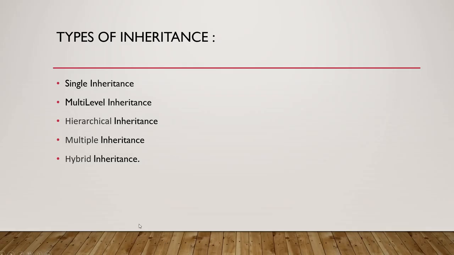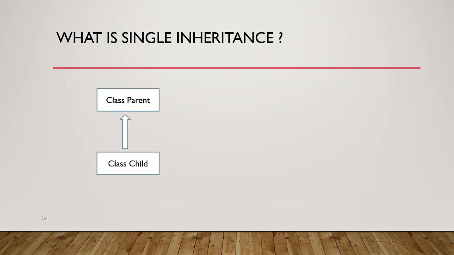Hello everyone. So today we will be seeing inheritance in Java, and today's topic is single inheritance. But let's take a look at all the inheritance types. If we go through the types of inheritance, we have 5 types: single, multi-level, hierarchical, multiple, and hybrid inheritance. Out of these we will be looking at the single inheritance concept.